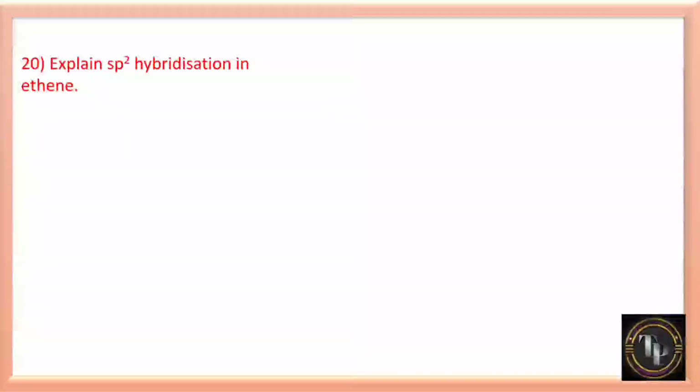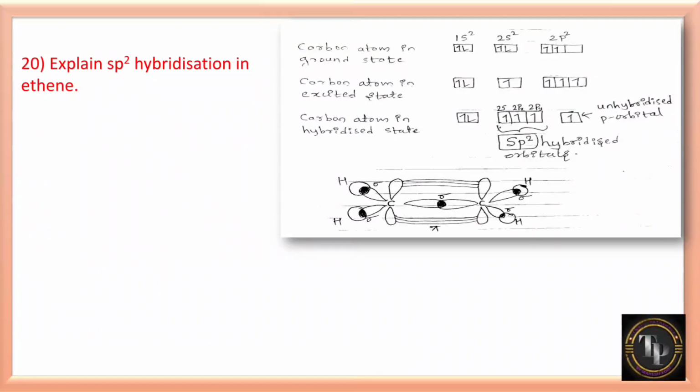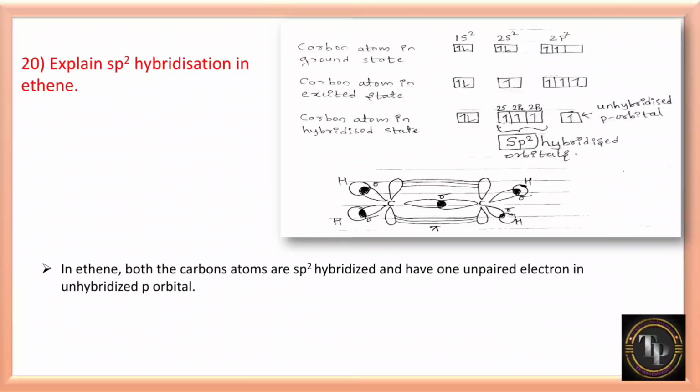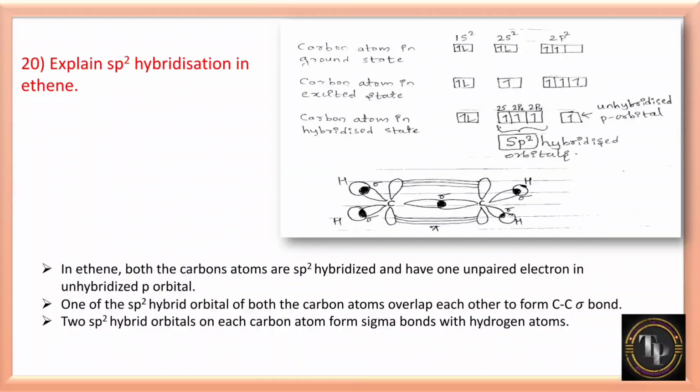Explain sp2 hybridization in ethene. This is also a very important question, guys. So many times they have asked. So carbon atom in the ground state, carbon atom in the excited state, carbon atom in the hybridized state. When you observe from ground state to excited state, what is happening? In 2s, 2 electrons are there, no? One of the electrons is jumped to the p orbital. As a result, one s and two p combine to form 3 sp2 hybrid orbitals, and the hybridization is sp2 hybridization, guys. I hope you are following. That only I have written here. If you want to take a screenshot, you can take it, guys.